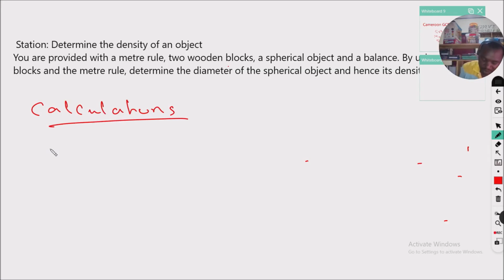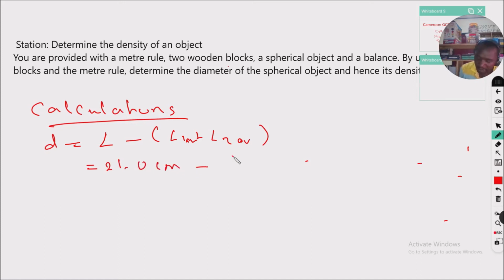You have to calculate the diameter, D. So our diameter was the total length L minus the L1 plus L2 average. So you have 21.0 centimeters minus 10.0 centimeters plus 10.0 centimeters. You're going to have 1.0 centimeters. That's your diameter.